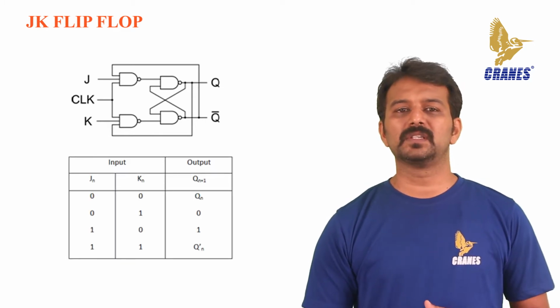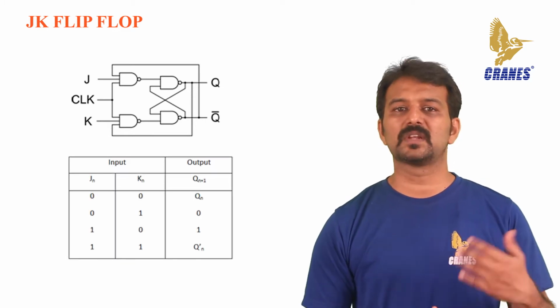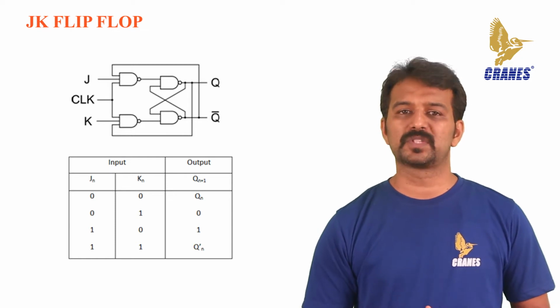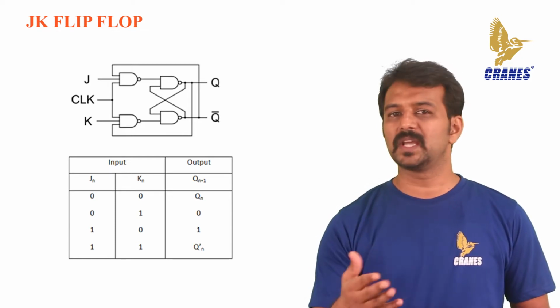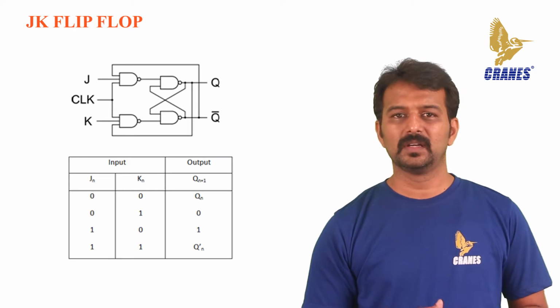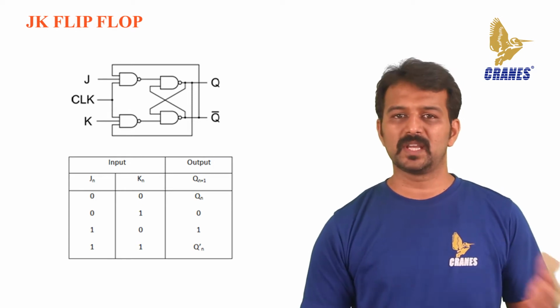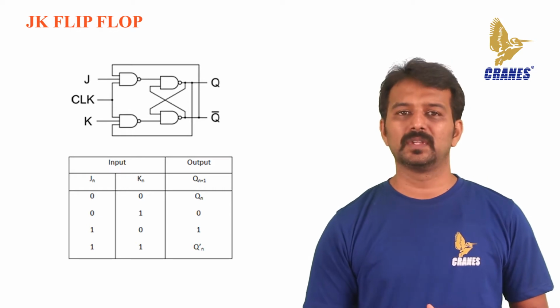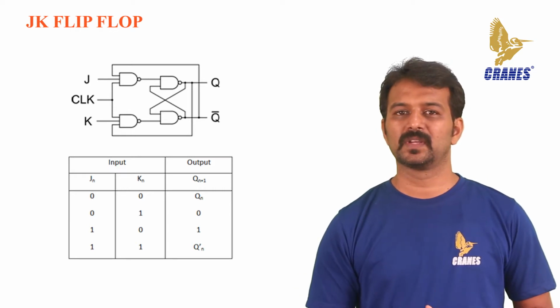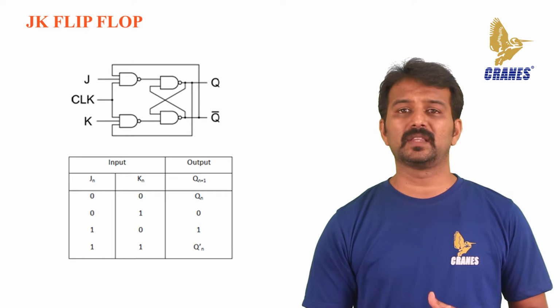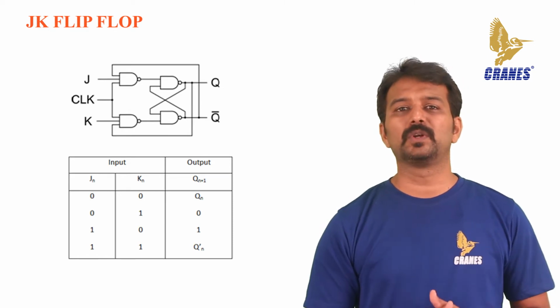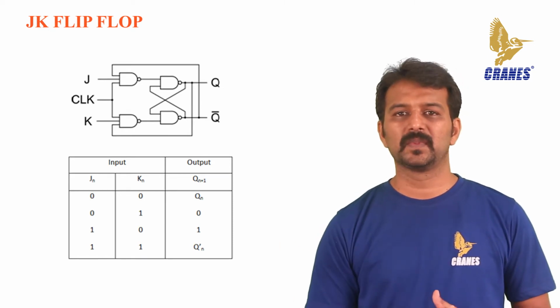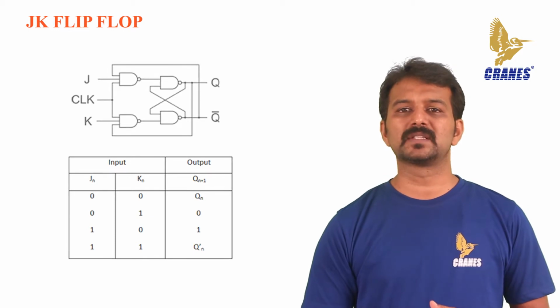The input condition J and K equal to 1 gives an output inverting the output state. In simple words, if J and K data are different, then the output Q takes the value of J at the next clock edge. If J and K both are low, then no change occurs. If J and K are both high at the clock edge, then the output will toggle from one state to the other. JK flip-flop can function as set or reset flip-flop.